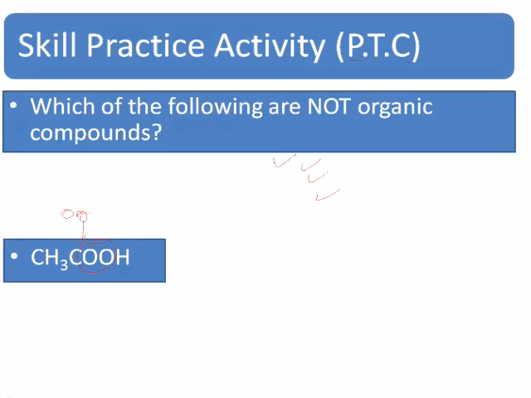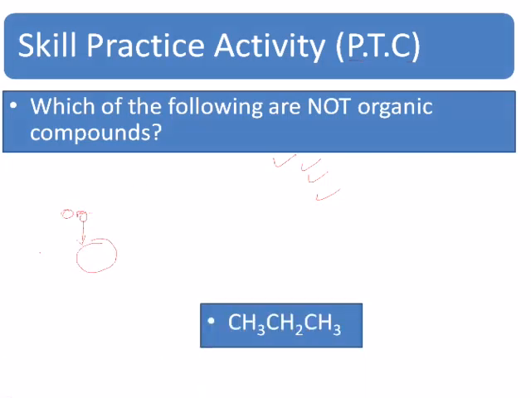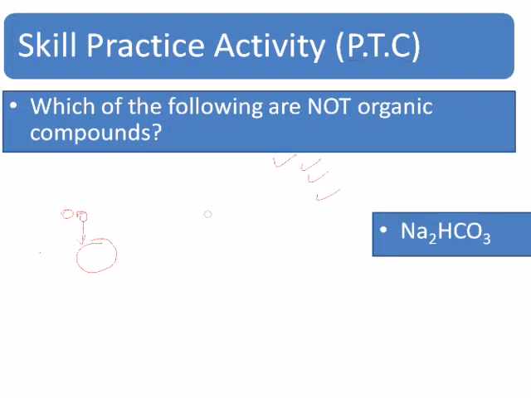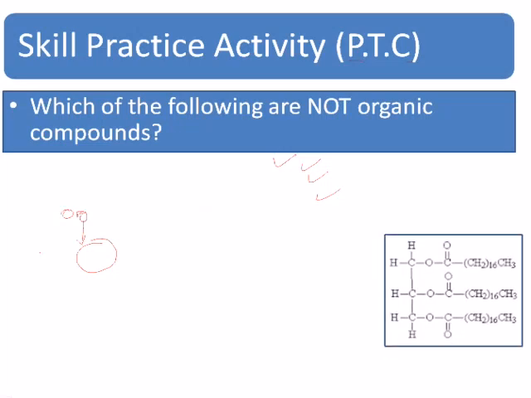Now, let's move on. This one here is another example of an organic compound, which is basically a hydrocarbon because it's only made up of carbon and hydrogen. It's not a carbonate, it's not an oxide or hydrogen carbonate, right? And this one here is sodium hydrogen carbonate. This one here is not an organic compound because it's a hydrogen carbonate. It belongs to the family of compounds called hydrogen carbonates, and it's a salt, so it doesn't qualify as an organic compound.